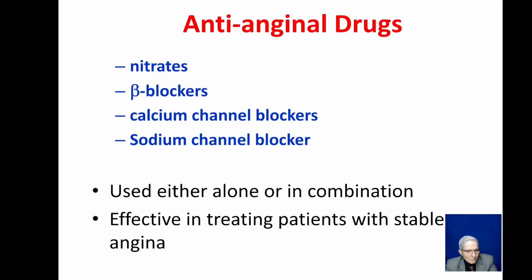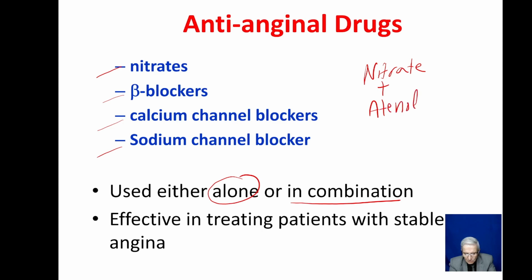What types of treatment are available for angina? We have four main groups: nitrates, beta blockers, calcium channel blockers, and sodium channel blockers. These medications could be used alone or in combination. So we can use, for example, a nitrate plus, for example, atenolol, or a nitrate plus amlodipine. So we have the option to use combination therapy between medications.